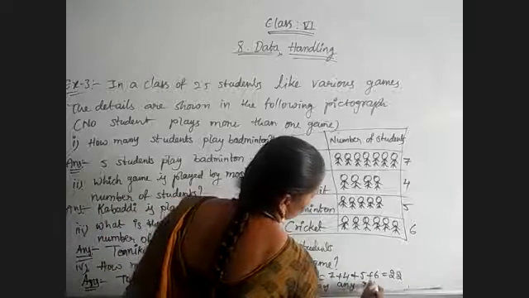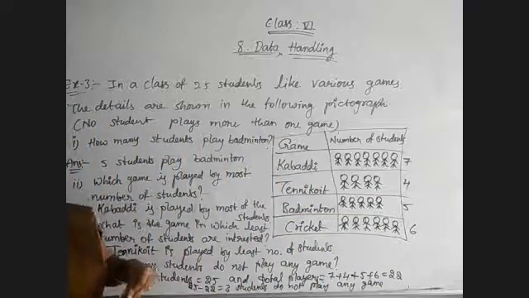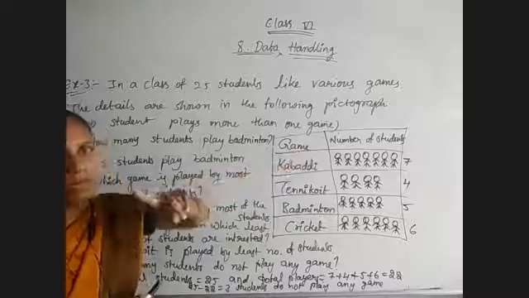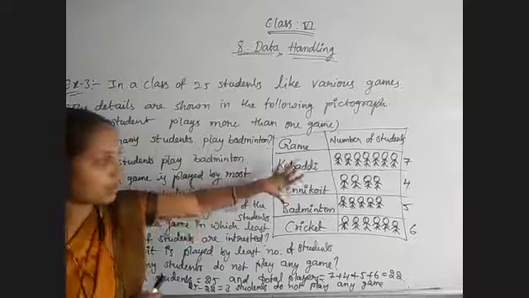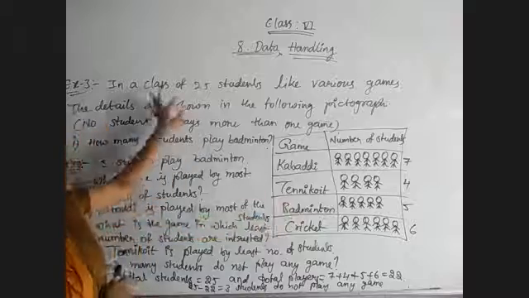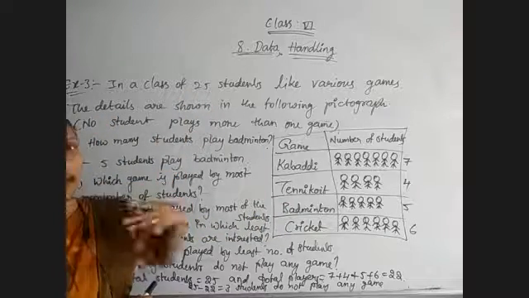So last question, understand carefully. Here they are asking how many students are not playing any game. Each person plays only one game. By adding all this, we get a total of only 22 persons. In the class there are 25 students. So still 3 students are not playing any game.